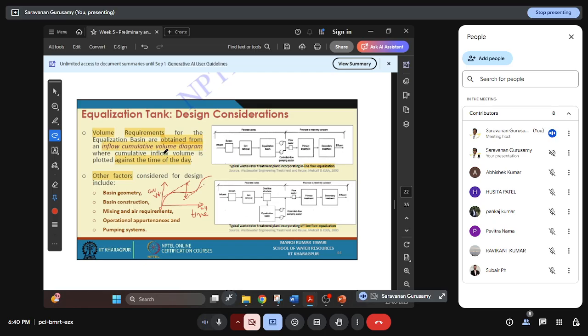Volume requirement is based on the inflow cumulative volume diagram. In the morning it's high, afternoon low, and after evening high again. If you add all the values and draw a cumulative curve, it will increase, then run as a straight line, and again increase. You have to find the slope for this line, and the difference between these two slopes will give you the cumulative volume required to be stored. So that is the volume of the equalization tank. So volume requirement is based on the inflow cumulative volume diagram against time per day.